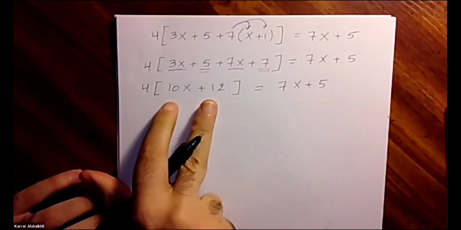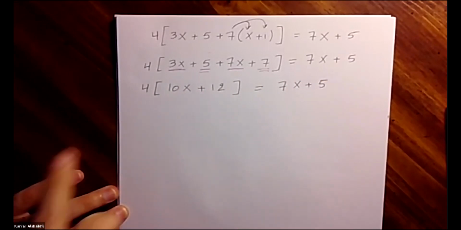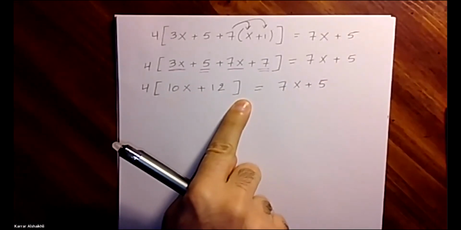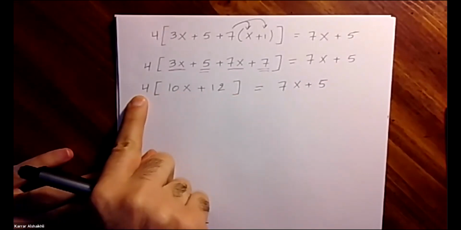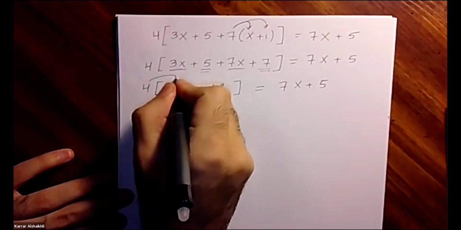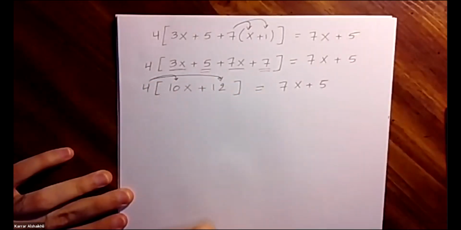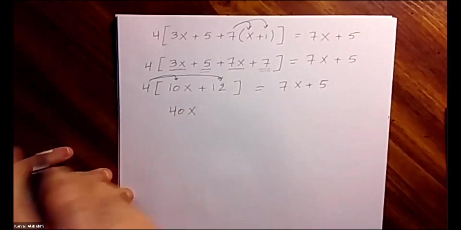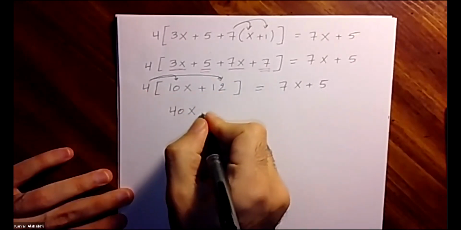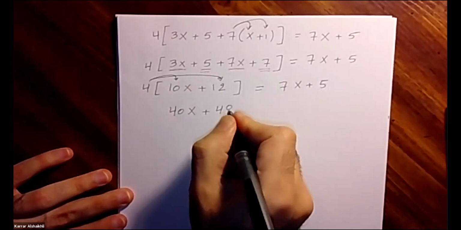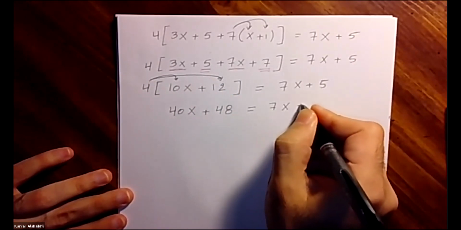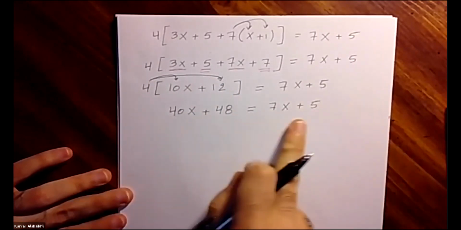Now, next step, I can't combine these because they are different terms, but I have a number outside the bracket. Every bracket is exactly the same as parentheses, so don't confuse yourself. So we're going to distribute the 4 on both terms inside the bracket. 4 times 10 is going to be 40x. 4 times 12 is going to be 48, equal 7x plus 5.